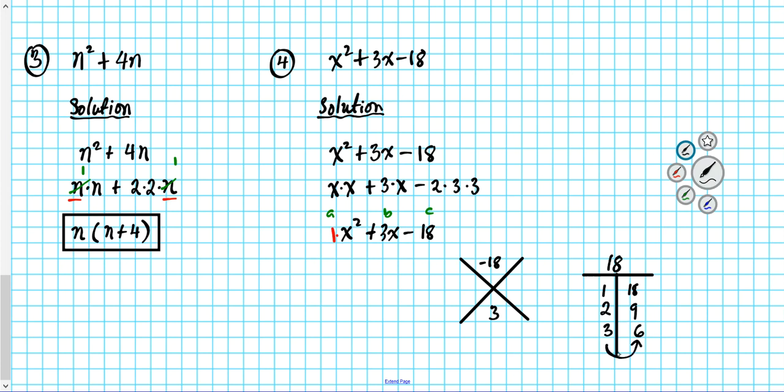So which pair basically works here? 1 and 18 gives us 19 and 17, no good. 2 and 9 gives us 11 and 7, no good. 3 and 6 gives us 9 and 3. Voila, that's what we're looking for. A combination of 3 and 6.